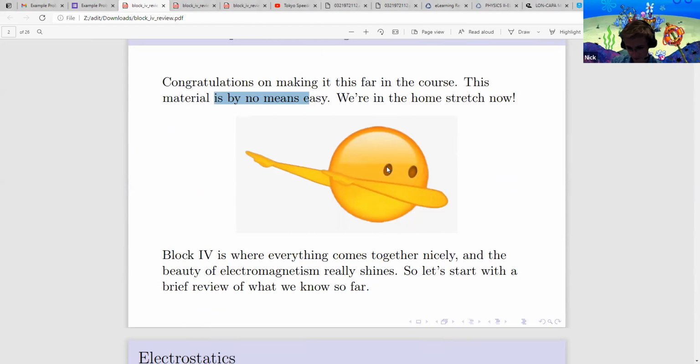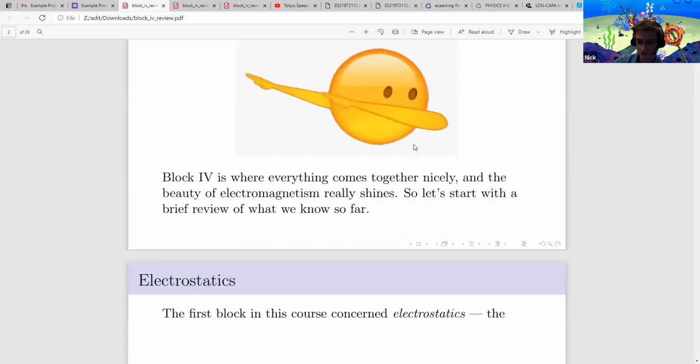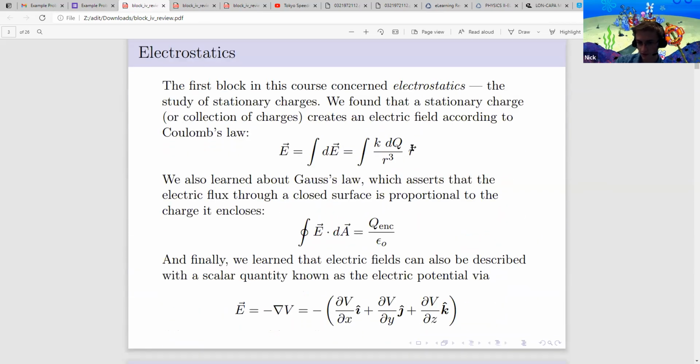But the reason why I like block 4 is because it's where everything comes together really nicely, and the beauty of E&M really shines. So let's just briefly remind ourselves of what we did to get to where we are now. We started this course in electrostatics, and that was the study of stationary charges. A stationary charge just by itself sets up an electric field according to Coulomb's law, which states that the differential electric field is K dq over r cubed times the r vector.